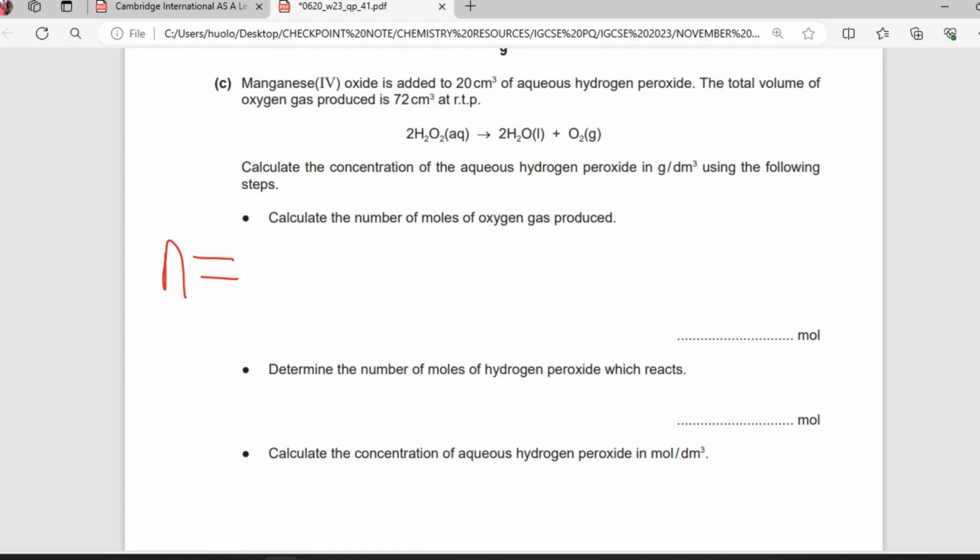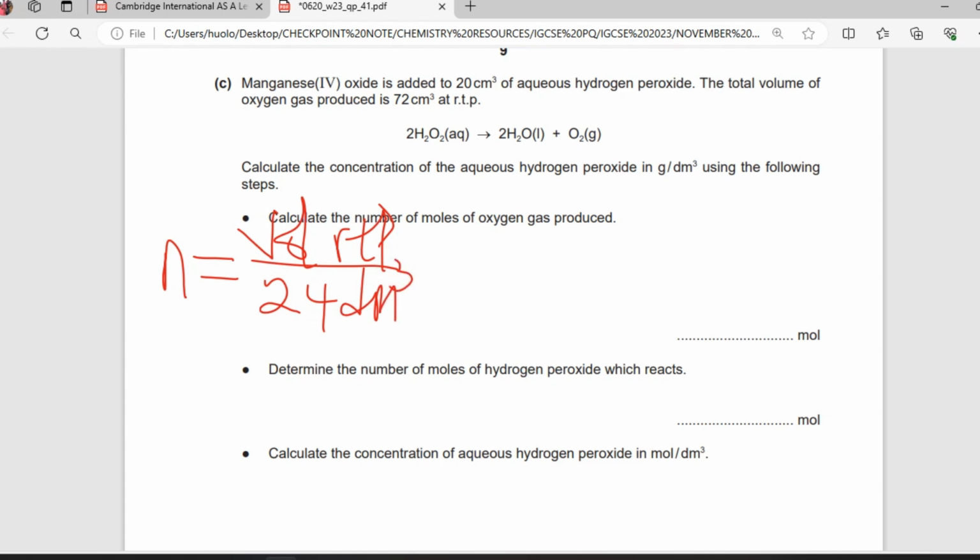So there are two things you can do. You could say 72 over 24,000. In other words, convert the units because the volumes have to be in the same units. So you know your formula is volume at RTP over 24, and the 24 has to be in dm cube.